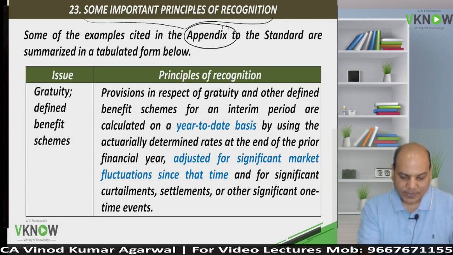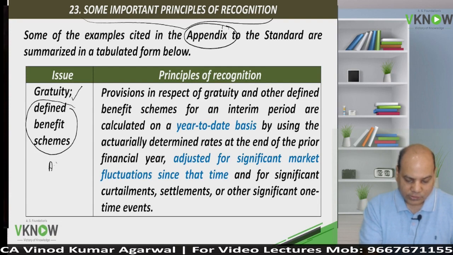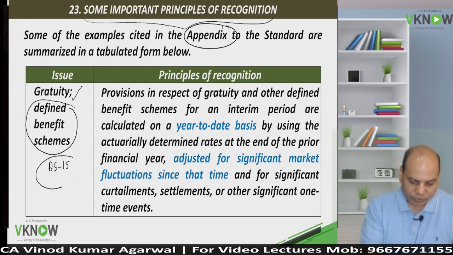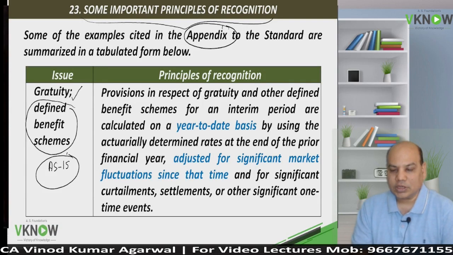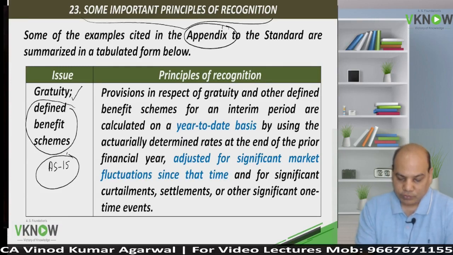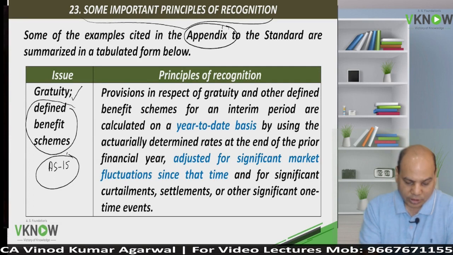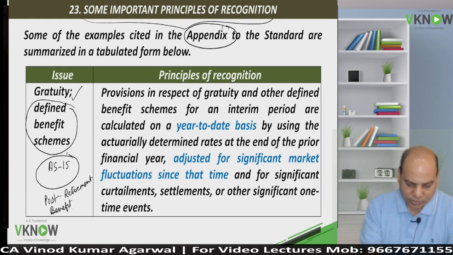One is gratuity or other defined benefit scheme. This is covered under AS 15, accounting standard 15. So in the interim report, what will you do with respect to gratuity and other defined benefit schemes, like post retirement benefit schemes?